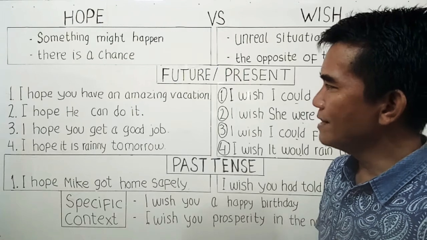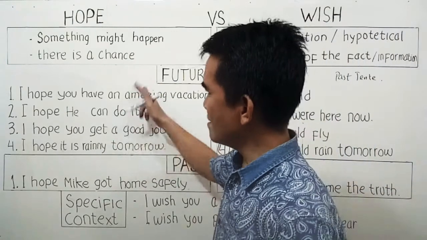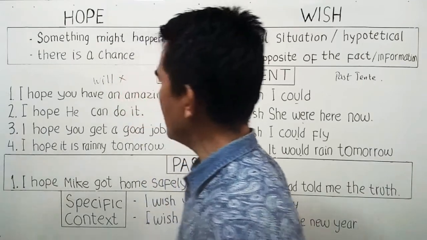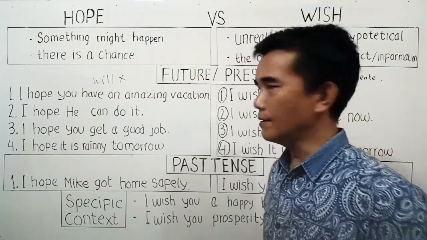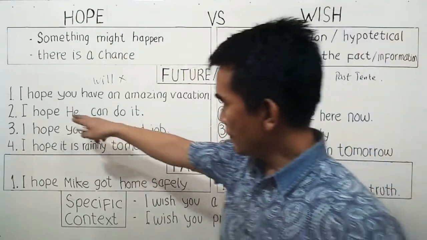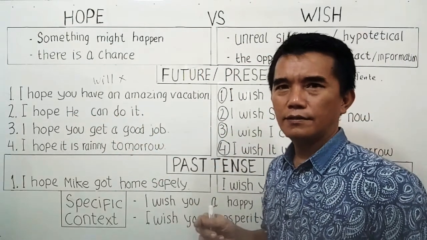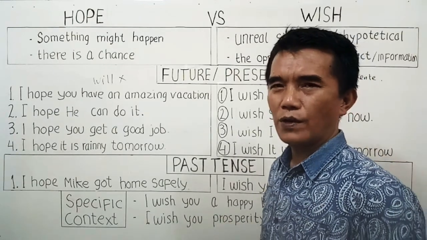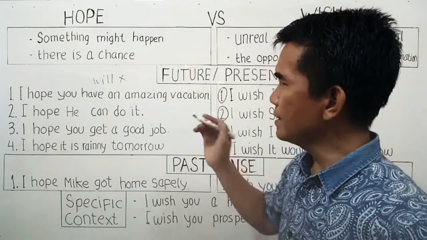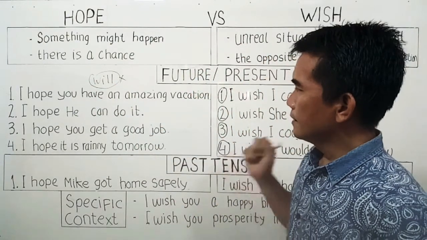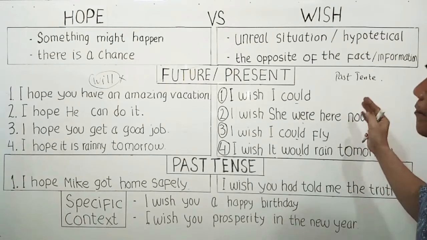Please notice that in these sentences we don't use the word will. But the meaning of the sentence I hope he can do it is that we hope he will be able to do it. But please remember, we don't use the word will.